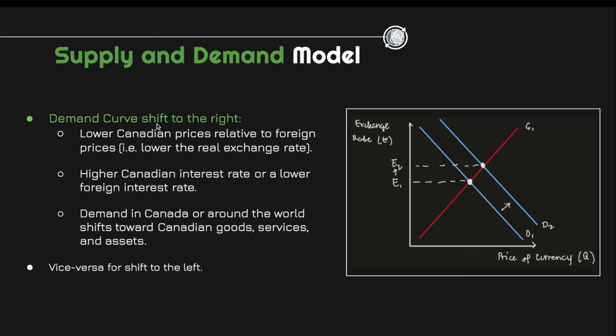What shifts it to the right? Lower Canadian prices relative to foreign prices, a higher Canadian interest rate or a lower foreign interest rate, and a shift in demand in Canada or around the world toward Canadian goods, services, and assets. Now we also know that it shifts the supply curve to the left, and then vice versa for when the demand curve shifts to the left.